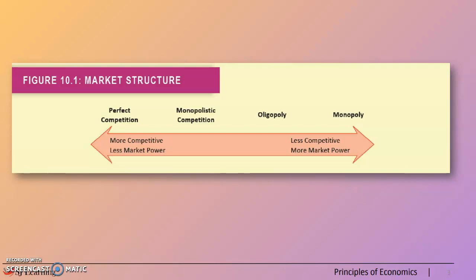Under the perfect market is perfect competition, which is more competitive and has less market power. Whereas the other three imperfect competitions are monopolistic competition, oligopoly, and monopoly. From the other end, you see perfect competition is the most extreme case of a perfect market, and monopoly is the most extreme case of less competitiveness, where it has the highest market power.